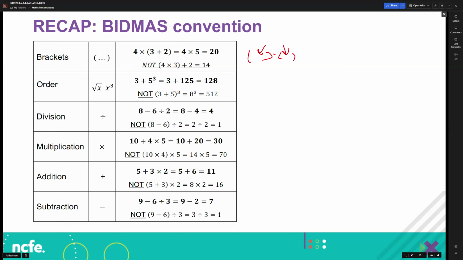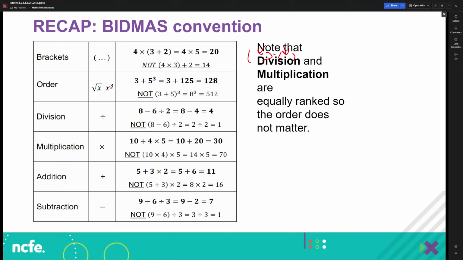Then you do indices. So order is like indices or to the power, right? So x squared or cubed is an indices. So after you've done with all the brackets in the sum, you can then work on the indices. And then likewise, once you've done with all the indices, you work on the division, and then the multiplication, and then addition, then subtraction, then that's it.